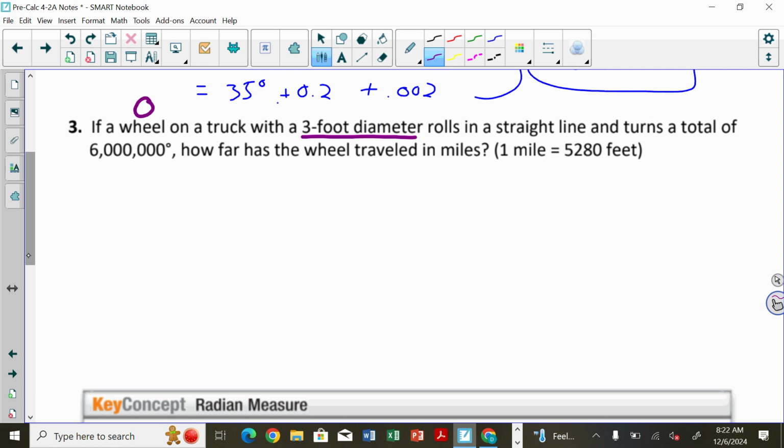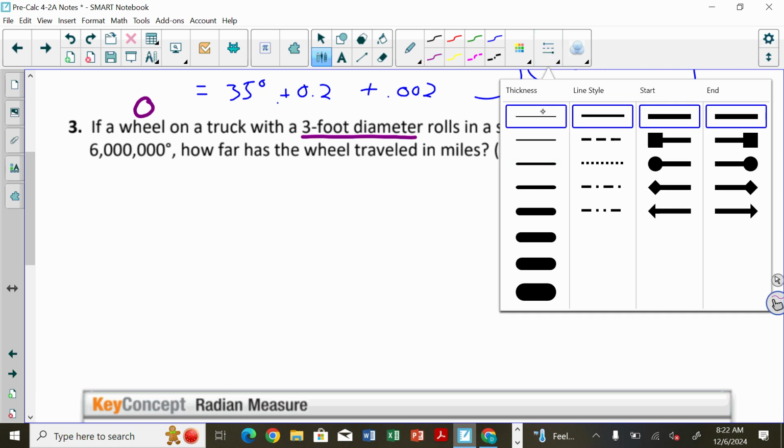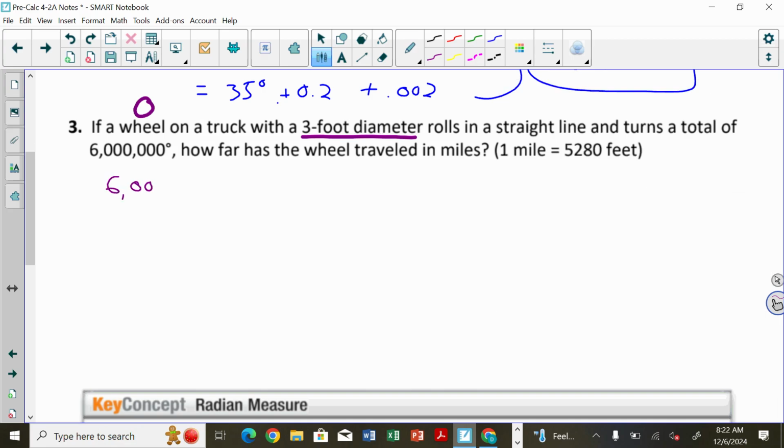Okay, so first thing I'm going to do is look at, well, I went 6 million degrees, right? 6 million degrees.